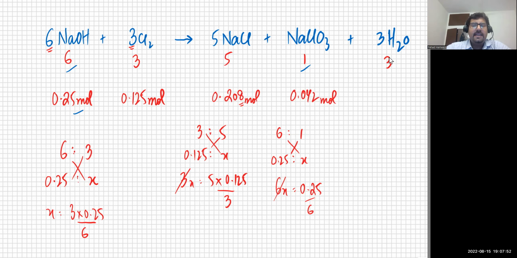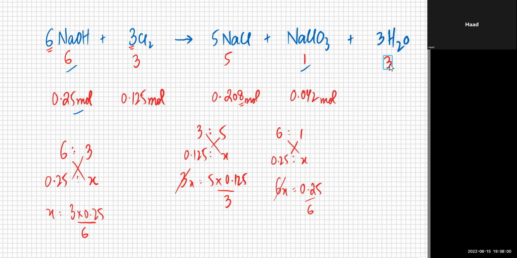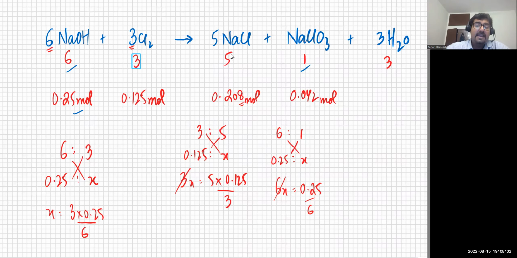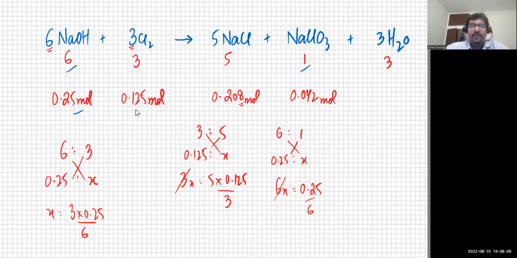Can anyone answer directly? How many water molecules are produced? 3. 3 is the ratio. Like if you had 3 Cl2s, then 3 water molecules will be produced. That's the simplest ratio. You don't have 3 Cl2s, remember. You have 0.125 moles.